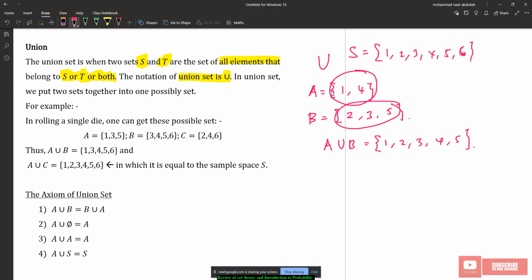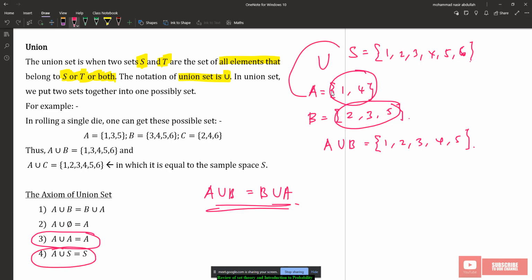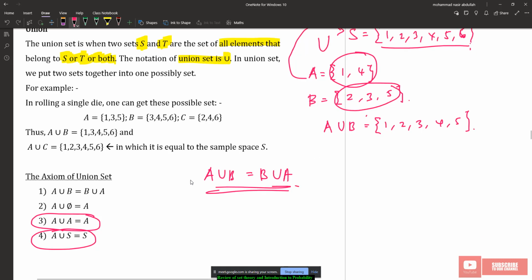So the axiom of union set: A union B is also equal to B union A. So this is very important. You need to remember. A union null set means A. A tambah kosong sama dengan A jugalah. A tambah A equal to A. So A union A is also equal to A. A union with the sample space should be the sample space. Right? Dia tak ada repeated object lah. Okay, I hope you understand that one.